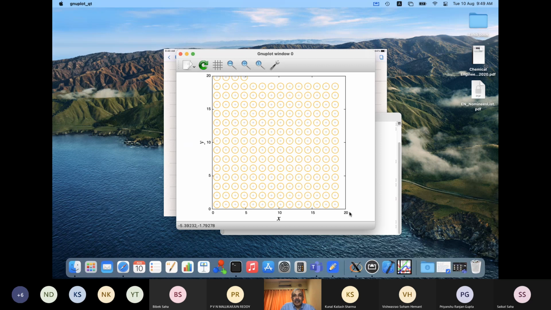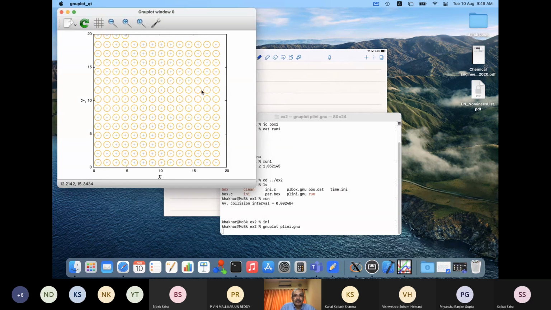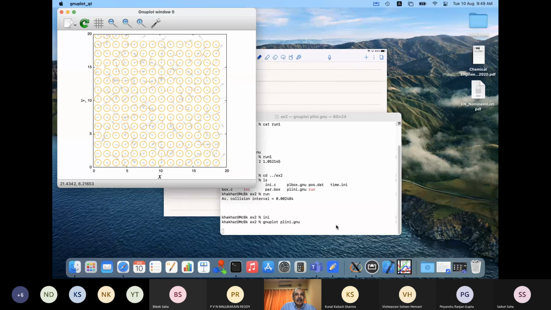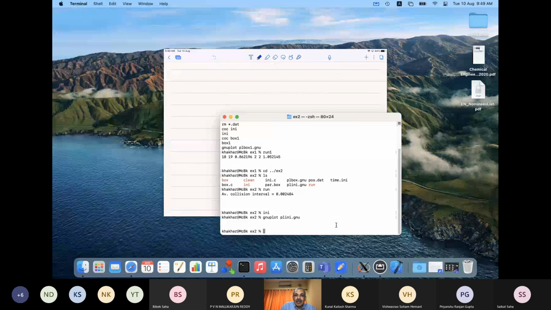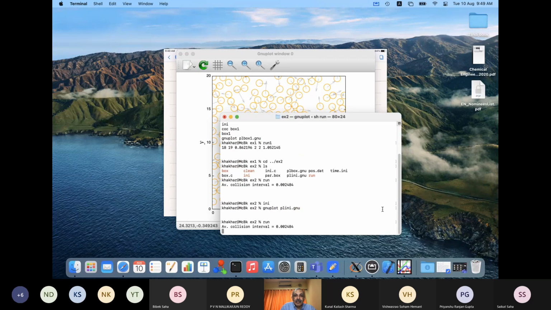So this is actually the initial condition. This is the initial positions of the particles, and each of the particles has some velocity. I didn't show you that first. And then when I run it, this is the new positions of the particles after a certain amount of time. I think the number of collisions is fixed.